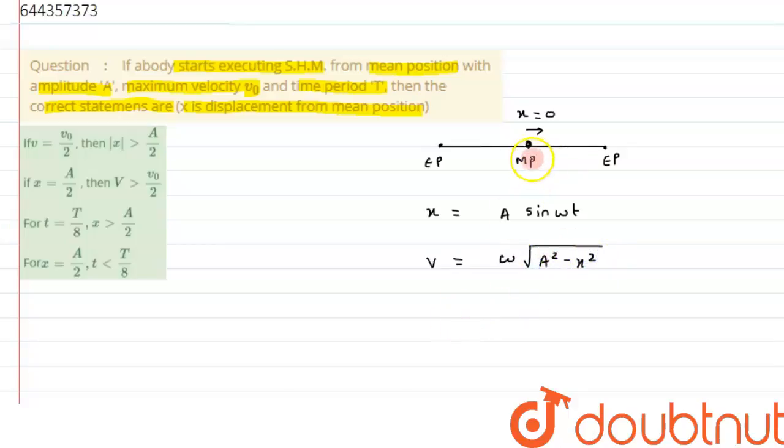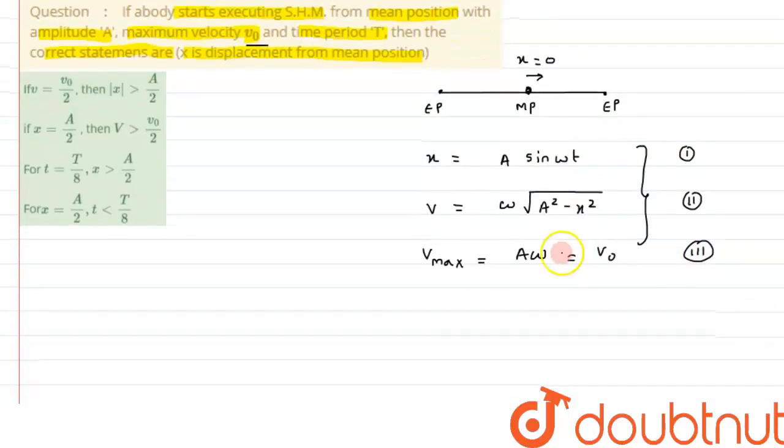As we know, the velocity is maximum at mean position where the value of x is 0, so v max will be equal to a omega, and it has been given to be v0. So let's denote it with v0. Let's name these three expressions as 1, 2 and 3. Using these three equations we will try to answer this question.